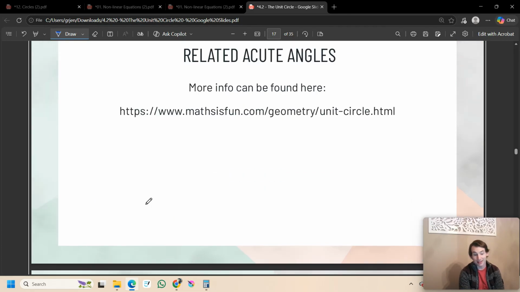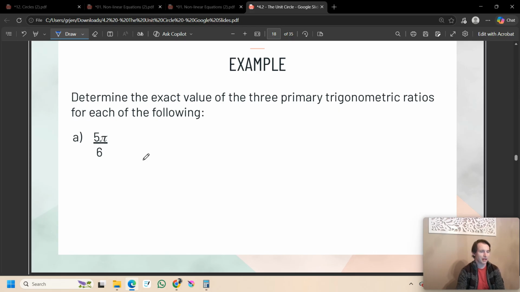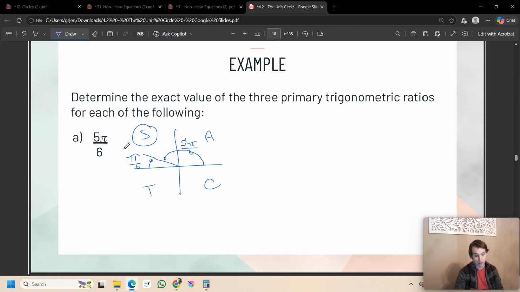So maybe try that link and see what it has to show you. All right, so we want the exact values of the three primary ratios. We're going to draw a diagram. That is a little bit shy of one full pi, isn't it? So it's over there. That's 5 pi on 6. And we happen to have this related acute angle here, which would be pi on 6. And then we think about CAST, C-A-S-T. So only sine is going to be positive here.